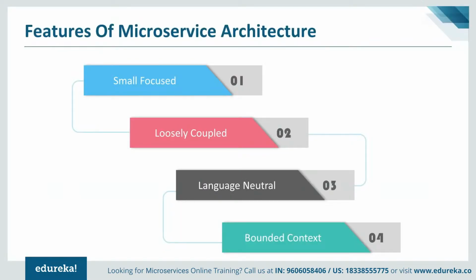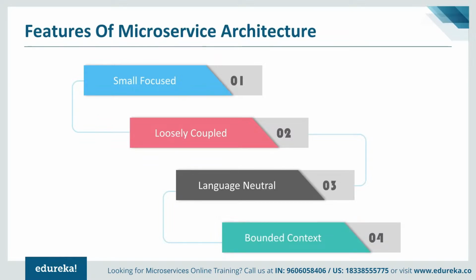The first feature is small focused. What it means is that the aim of microservice architecture is simplicity, so that it can be rewritten and maintained without any extra effort by the development team, right? That's what I mean by small focused.